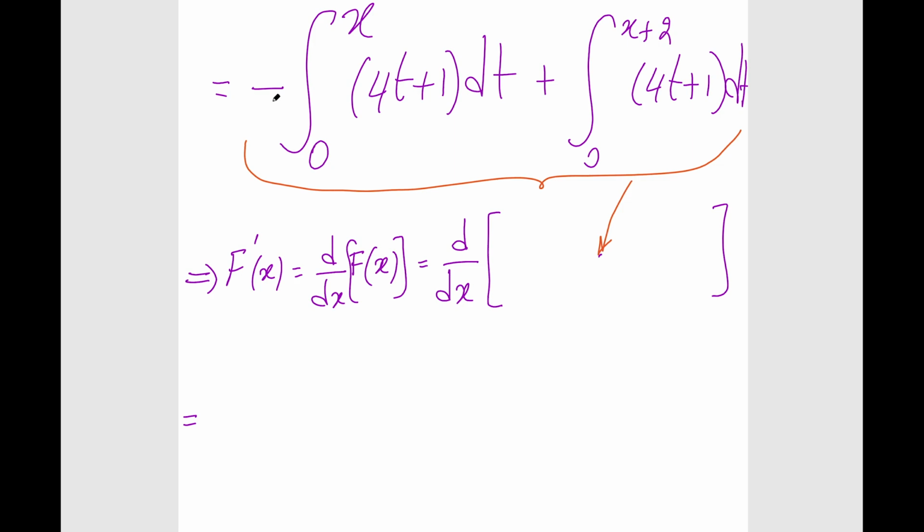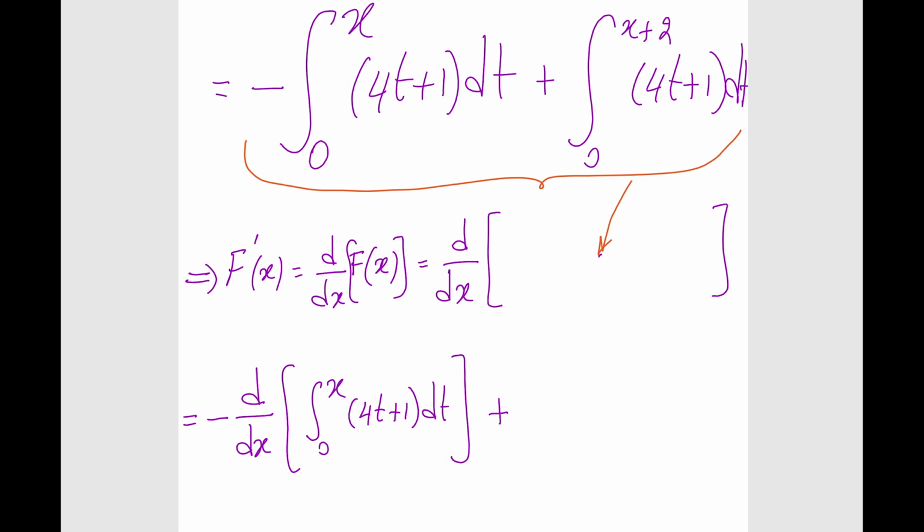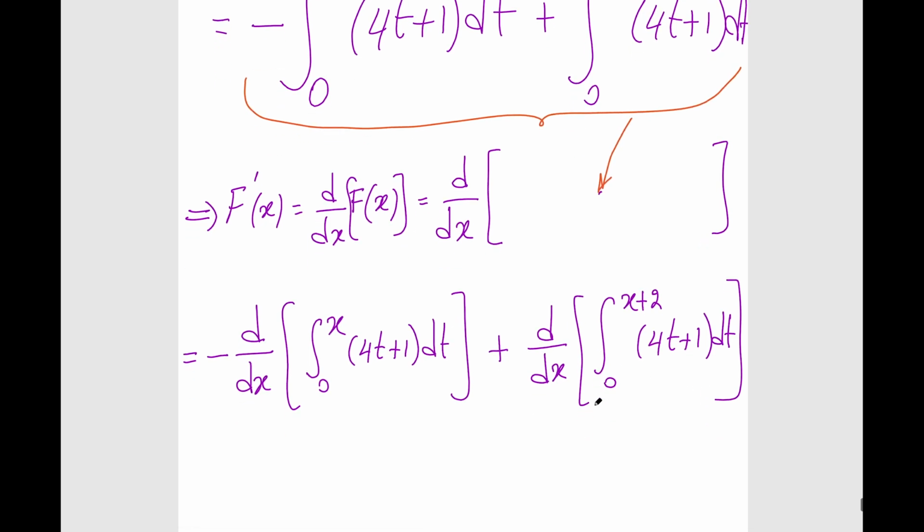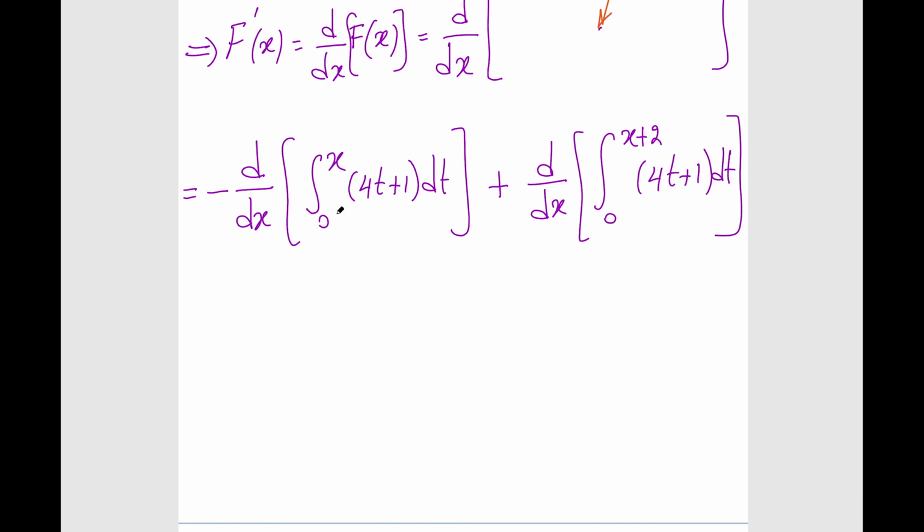So this is the same as the opposite of the derivative with respect to x of the integral from 0 to x of 4t plus 1 dt, plus the derivative of the integral from 0 to x plus 2 of 4t plus 1 dt. Okay. All right, and look here, this is by the fundamental theorem of calculus, part 2. I'm talking about this first part. This is this function evaluated at x. The derivative of this whole integral with respect to x is equal to the integrand evaluated at x.